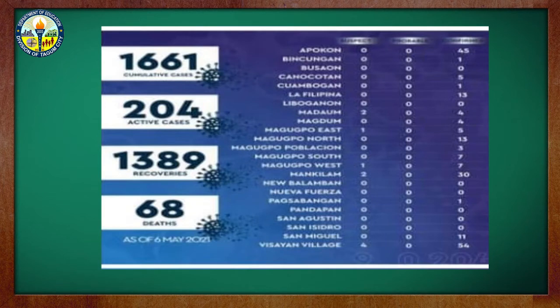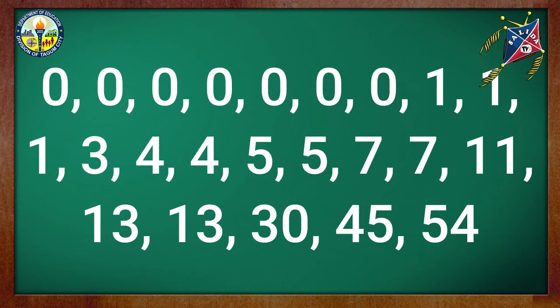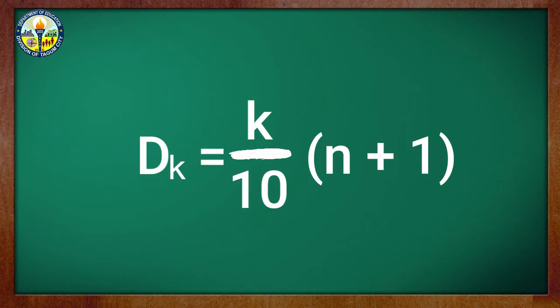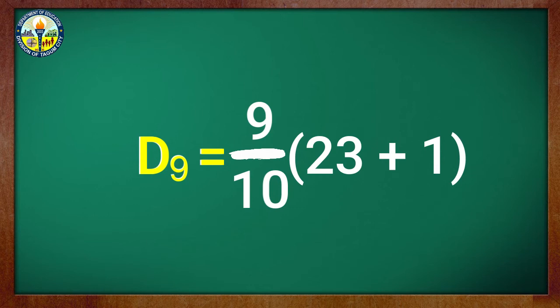Example number 2. Using the same data, find the 9th decile or d sub 9. Step 1. Arrange the data in ascending order. Step 2. Identify the number of elements n, so n is equal to 23. Step 3. Determine the value of k. Since we are looking for d sub 9, then we have 9 as the value of k. Step 4. Substitute the values of n and k to the formula. So we have d sub 9 equals 9 over 10 times the quantity 23 plus 1.